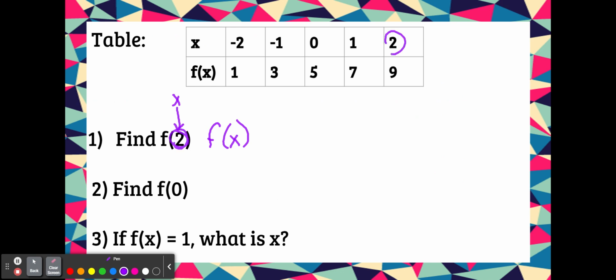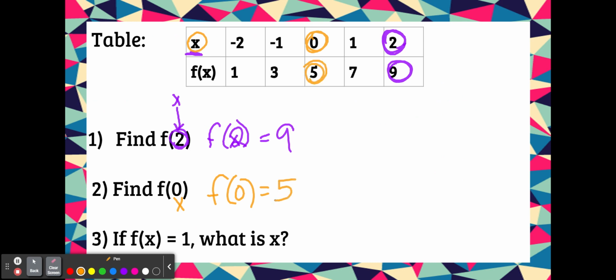So let's look at the table. Here's the x value. Remember, x is here. The x value is 2. It's asking us to find the answer. Well, what's the output? So for f of 2, it's equal to 9. Try another one. It says find f of 0. Again, that's the x value. So f of 0, look for x equals 0. That's going to give us an answer of 5.